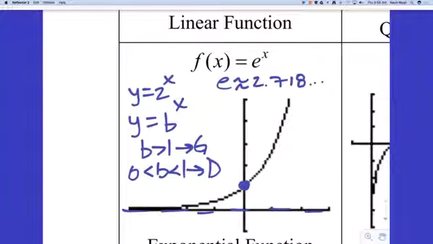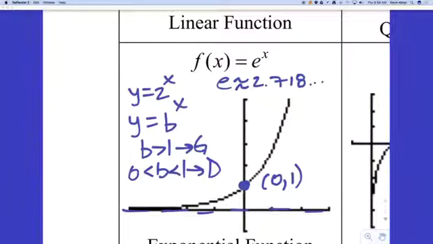Yeah, plug in a 0 for x, right? So e to the 0, or 2 to the 0, or 5 to the 0, what's e to the 0? 1, right. Anything to the 0 except 0 is 1. e to the 0 is 1, 2 to the 0 is 1. So this has a y-intercept at 0, 1.